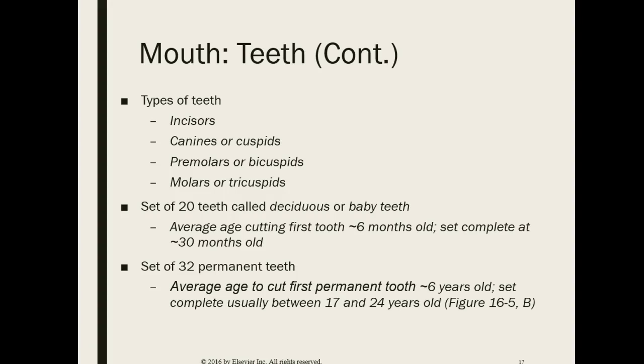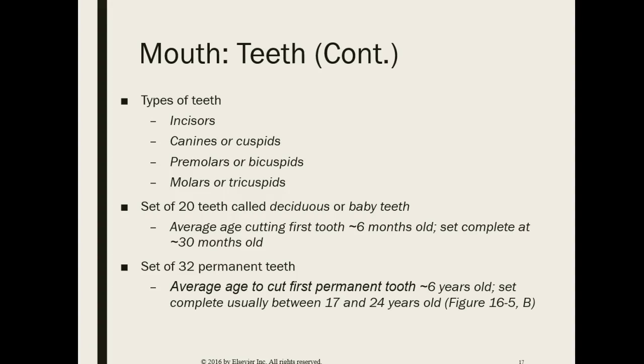Some types of teeth that you'll see are incisors, canines or cuspids, premolars or bicuspids, and then molars or tricuspids. So the molars and the premolars are more effective for that kind of grinding, where the incisors and the canines are more of a biting, sharp teeth, I guess.